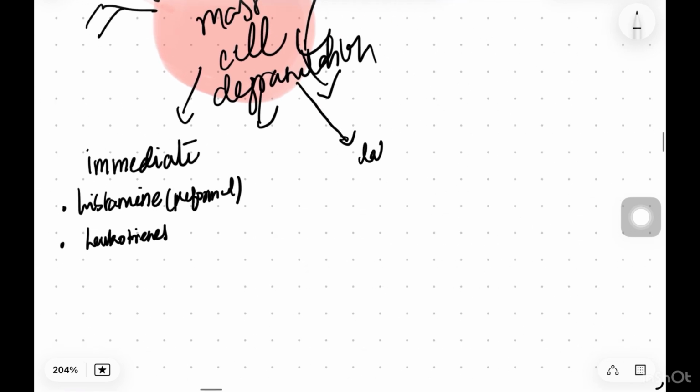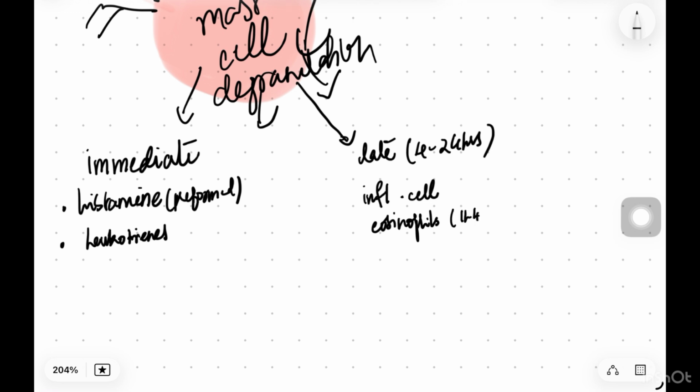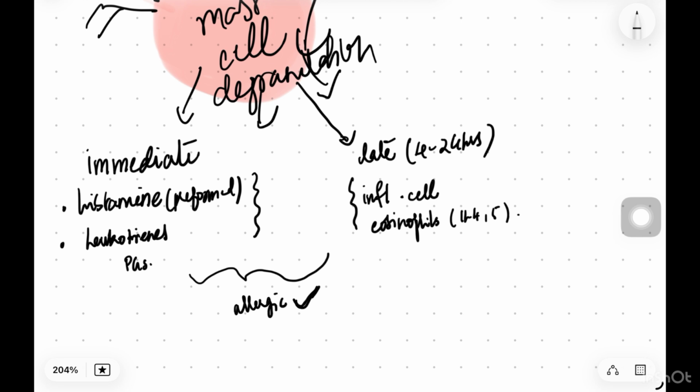There's also something called the late reaction, which happens within 4 to 24 hours. This is more of an inflammatory cell dominated picture. Predominantly, eosinophils arrive under the influence of again IL-4, IL-5. Now, because of these substances, because of your histamine, your leukotrienes, your inflammatory cells, even prostaglandins, you see your allergic reaction. This is essentially the manifestation of hypersensitivity type 1.